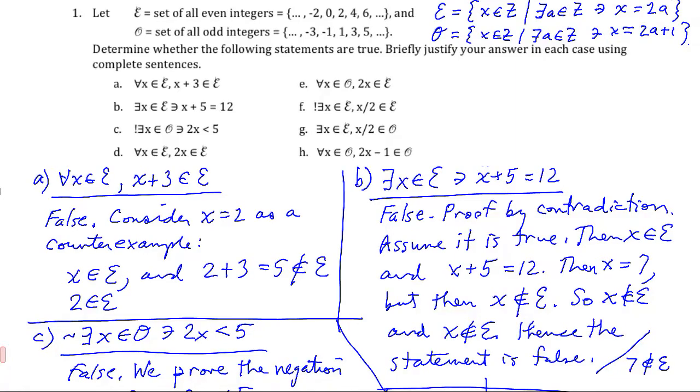Okay, in this video I'm going to do this problem which has 8 parts, and in this problem we're considering the sets of even integers and odd integers. Even integers are any integers that can be written in the form 2 times some other integer. So we could say that the set of evens is the set of all x's that are integers such that there exists some other integer a such that x is twice a.